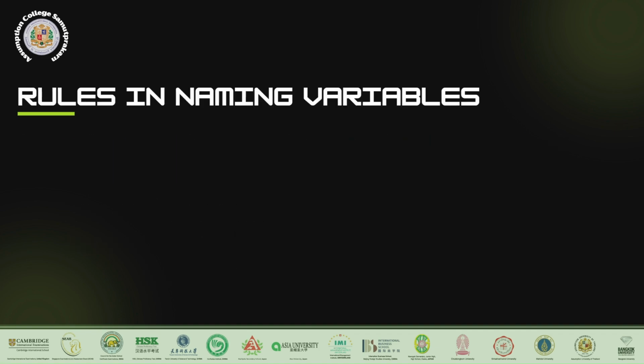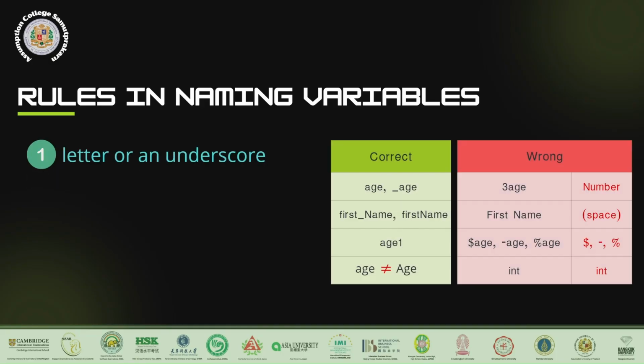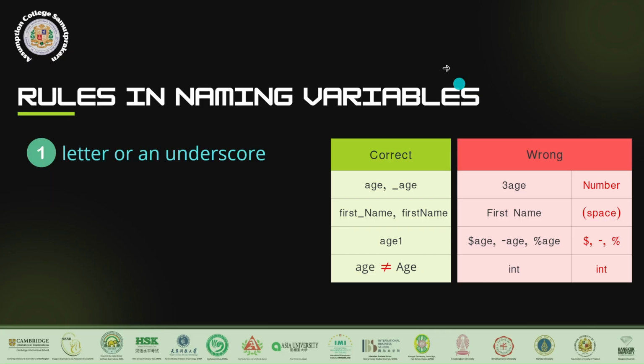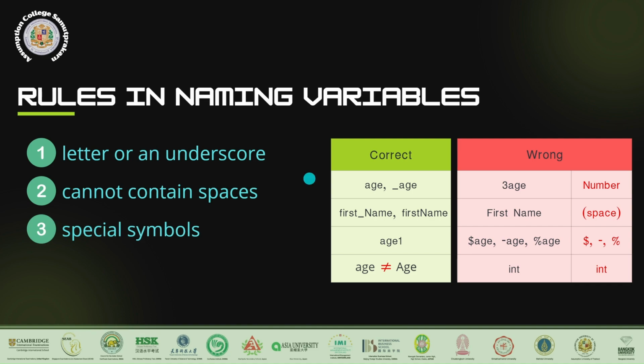Now let's discuss the basic rules in naming variables in C programming. First, a variable name must begin with a letter or an underscore. It should not start with a number. Second, variable names cannot contain spaces. If you want to separate words, you may use an underscore or combine words together, such as first_name or firstname. Third, special symbols such as %, ampersand, @, or hyphen are not allowed in variable names.